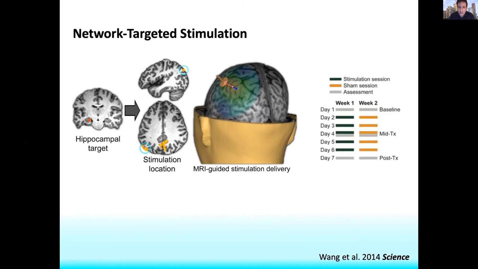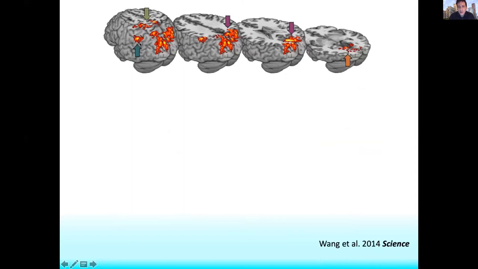In this original study, what's plotted up here in colorization are the statistical values for the increase in resting state functional connectivity for stimulation relative to sham. The effect of stimulation was to increase connectivity of the hippocampus with these areas of the hippocampal network. These are all areas that had resting state connectivity with the hippocampus at baseline, and the effect of stimulation was to increase that level of connectivity relative to the increase associated with receiving sham stimulation.